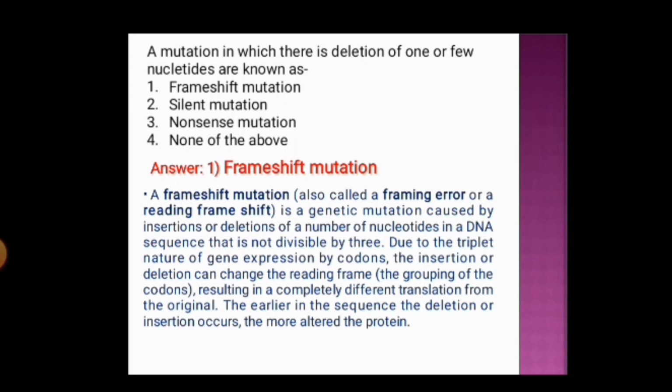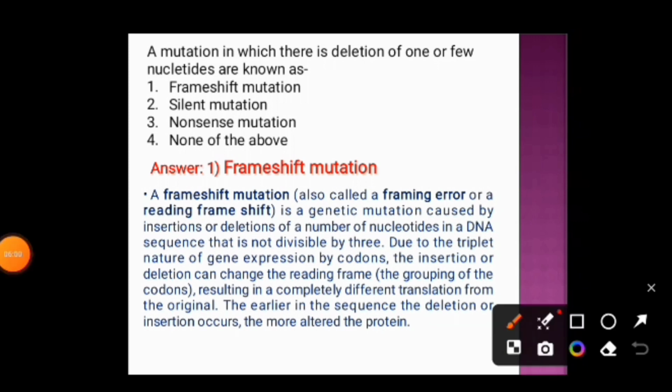A frameshift mutation, also called a framing error or reading frame shift, is a genetic mutation caused by insertion or deletion of a number of nucleotides in the DNA sequence that is not divisible by 3. Due to the triplet nature of gene expression by codons, the insertion or deletion can change the reading frame, the grouping of the codons, resulting in a completely different translation from the original. The earlier in the sequence the deletion or insertion occurs, the more altered the protein.